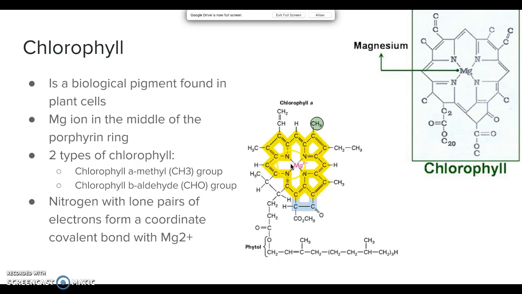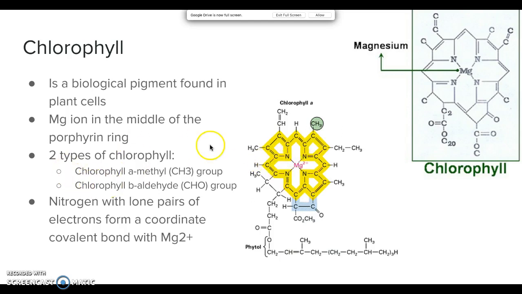The structure of the Mg2+ inside the porphyrin ring is what allows chlorophyll to absorb light. The structure has a lot of resonance over the yellow bonds here, and the delocalized electrons in the resonating bonds are very easily excited, and so when they are hit with photons of light, they excite, and the plant cells can use the excited electrons as energy in photosynthesis.